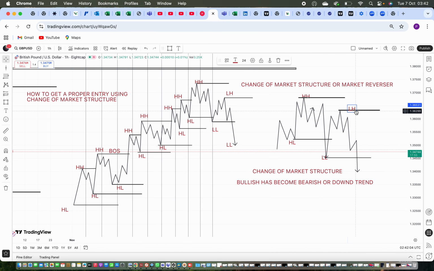All right, and this wants to be our new lower low. All right, can you guys see that?